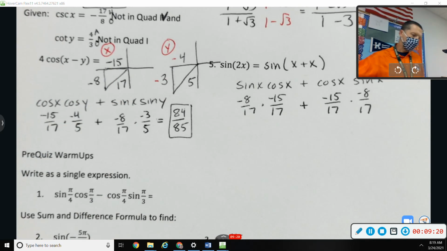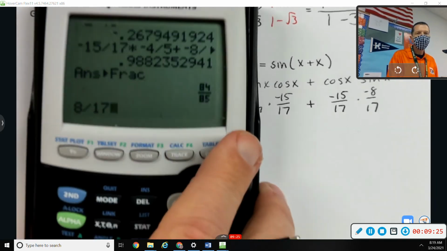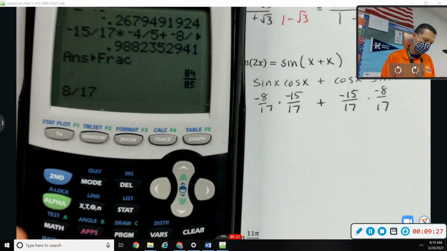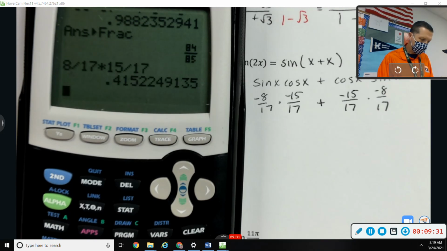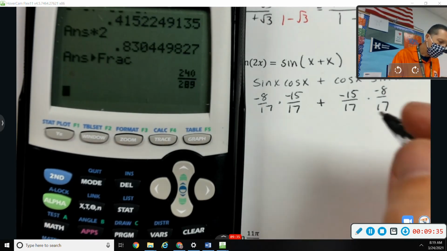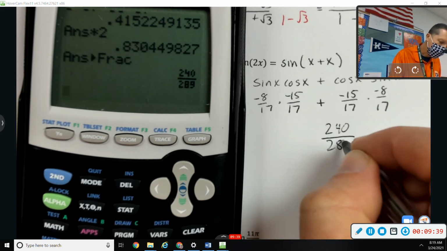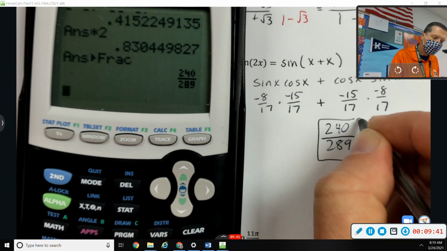And again, the calculator. I'm going to be sneaky here and do 8 seventeenths times 15 seventeenths times 2, because there's 2 of them. Save me a few keystrokes there. 240 over 289.